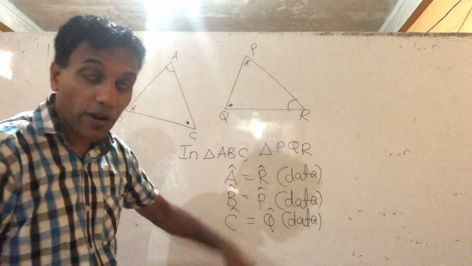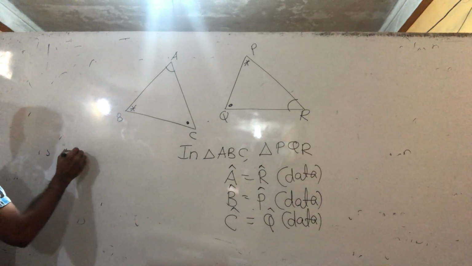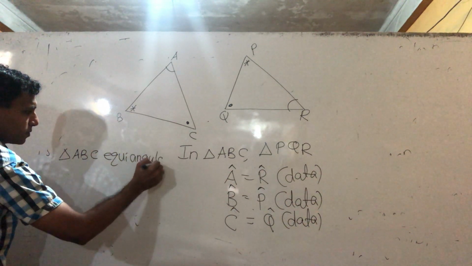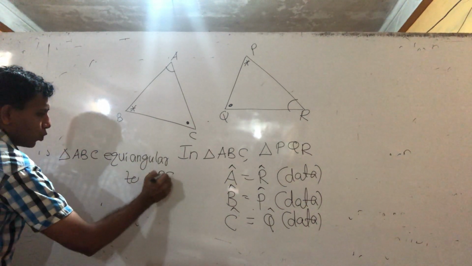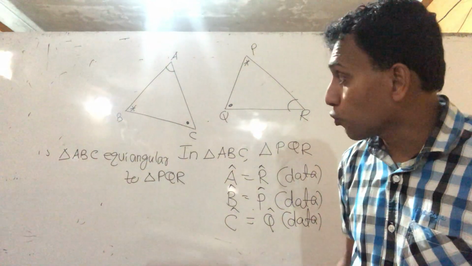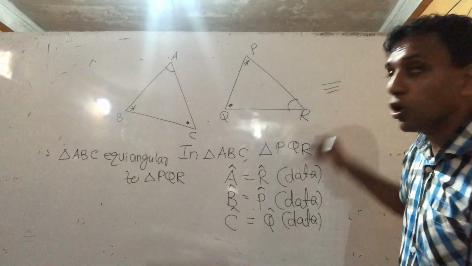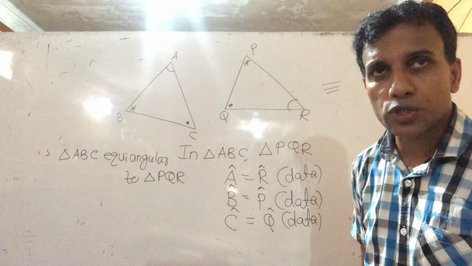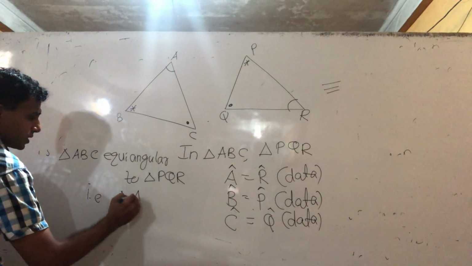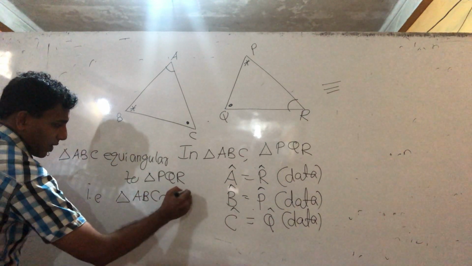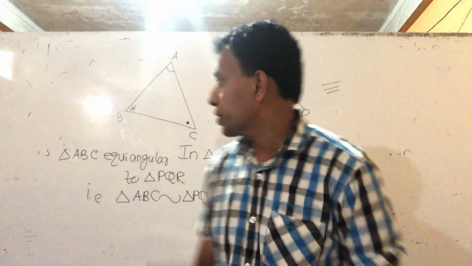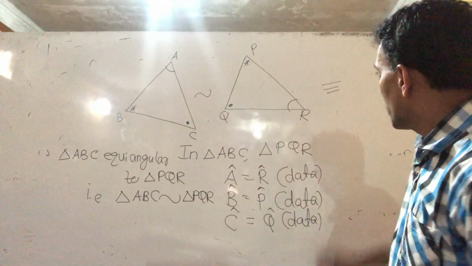Therefore, right below, triangle ABC is equiangular to triangle PQR. You may not know how to write this statement, right? You know the three-line symbol called congruency. Like that, we have a symbol for equiangular also. That's not absolutely necessary, but you should know it. It is triangle ABC, this symbol, triangle PQR. That's called the equiangular notation.